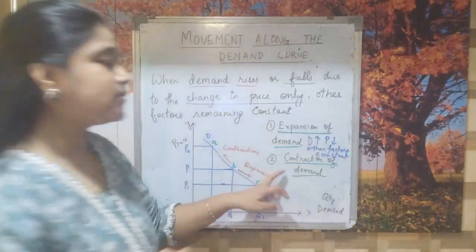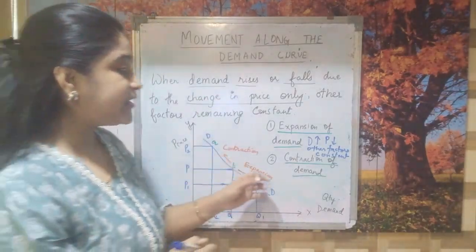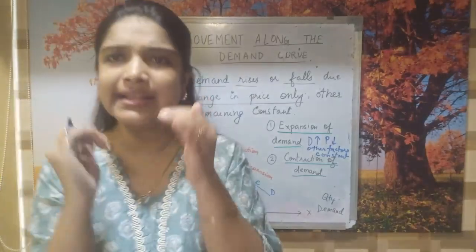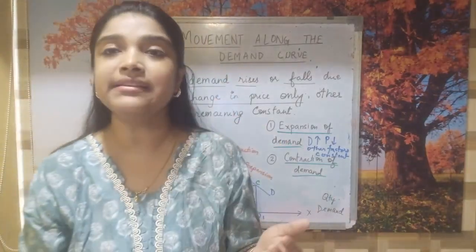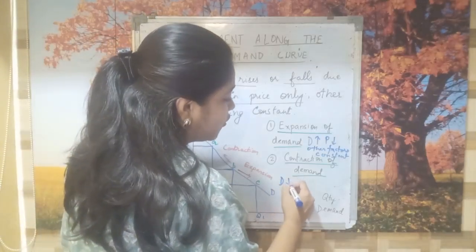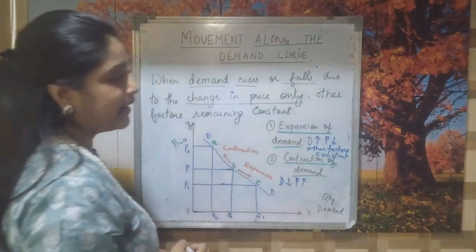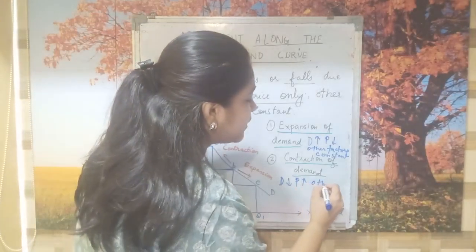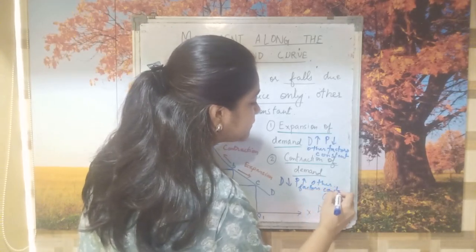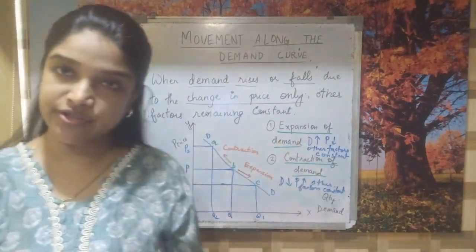And what is contraction of demand? Contraction of demand is a mechanism which tells us that demand falls. Demand contracts means demand lessens, it reduces. Why does it happen? It happens because price rises. When demand falls, why? Because price rises. Other factors will remain constant. I hope you have understood the concept of expansion and contraction of demand.